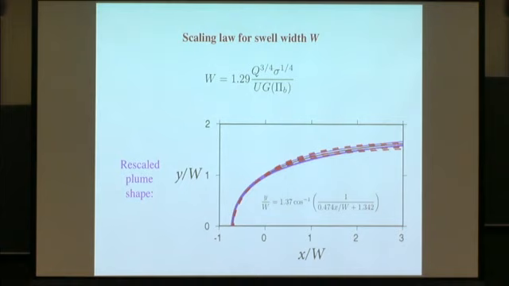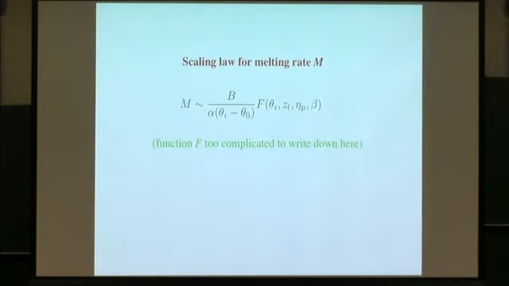So finally, the scaling law for the melting rate M. I won't bother you with that. It's too long-winded to write up. But it basically says that the rate of melting is proportional to the buoyancy flux. That's fairly obvious. And then there's lots of other stuff that gives you this function here, but I won't try to write that down. So here are the results.